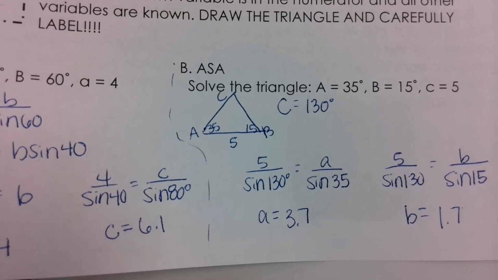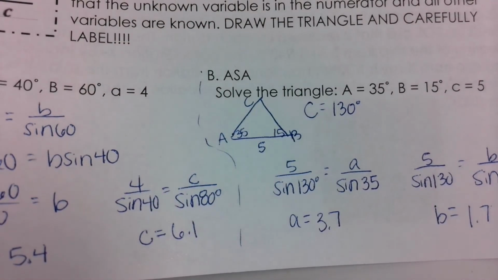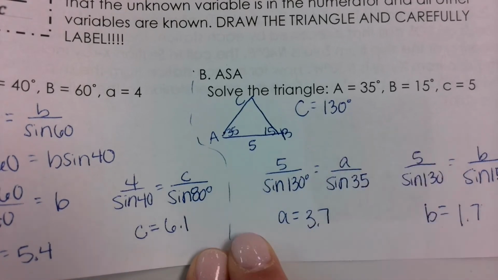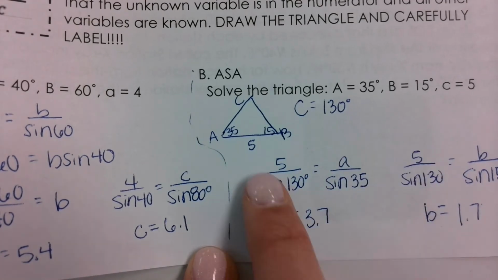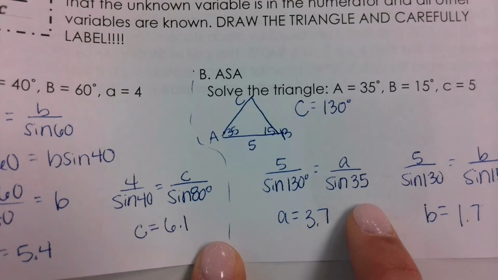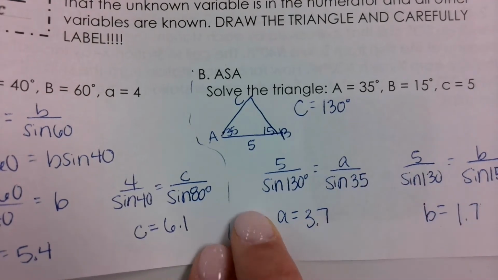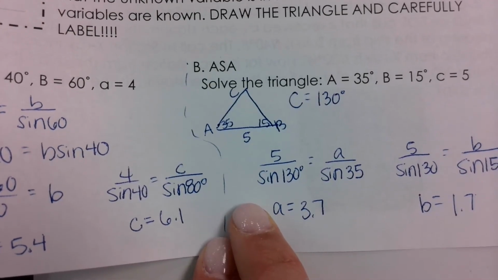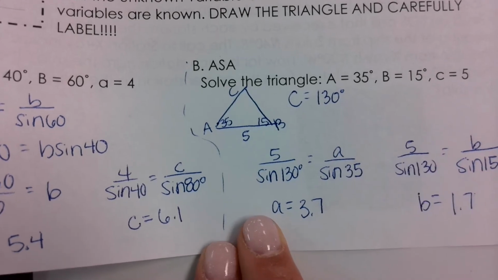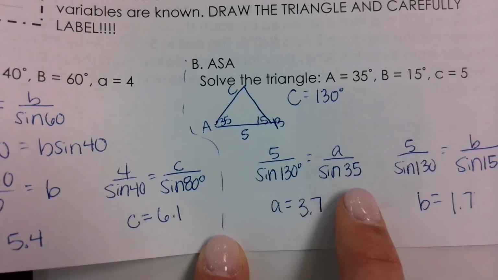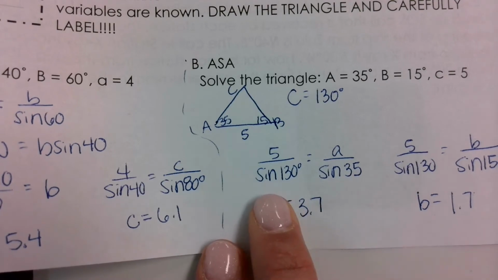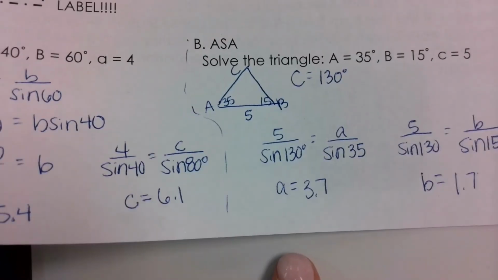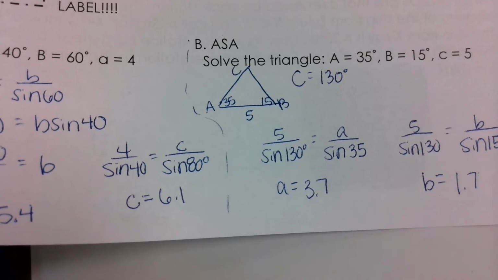Did you get it? How do we get those? So you would cross multiply and solve for A. So you'd be doing 5 times sine of 35 and then A times sine of 130. And then you have to solve for A, so you're dividing by sine of 130 again. So really you can just do 5 times sine of 35 over sine of 130. And that'll get you there. Does that make any sense? So as long as it's set up like that, that'll work. But if you're not sure, just cross multiply and solve. Do I need to work out those steps? Would that be helpful?